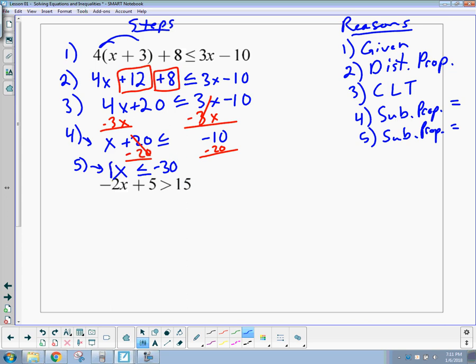So I'll just put a little box around that. There we go. And that's it. We didn't need to flip the inequality because we didn't have to divide by anything or multiply by anything. So this job is done. We'll move on to the next one. I'll change the color to green this time. So 1, again, is going to be given.